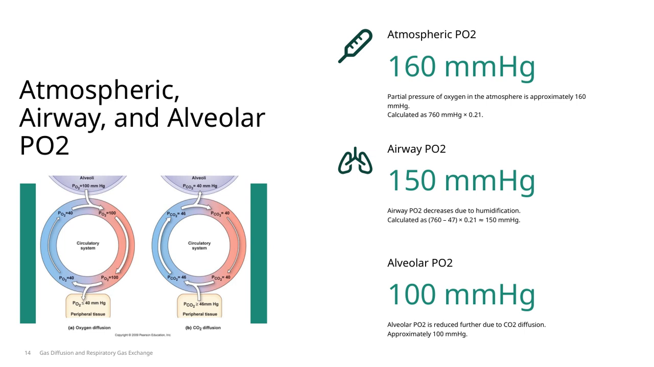Moving further into the lungs, in the alveoli, the PO2 decreases even more. This is because carbon dioxide diffuses out of the blood into the alveoli, reducing the oxygen pressure further, to roughly 100 mmHg. These changes in partial pressure are crucial because they drive the diffusion of gases, ensuring oxygen moves into the blood and carbon dioxide moves out efficiently. This process is fundamental to respiratory gas exchange and highlights how the body maintains proper oxygen levels for cellular function.